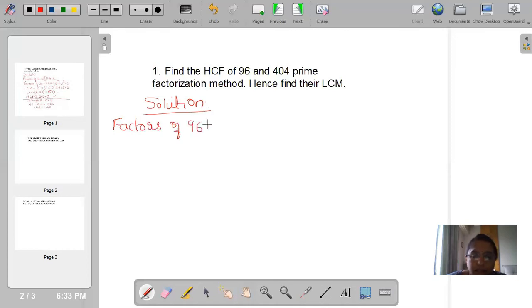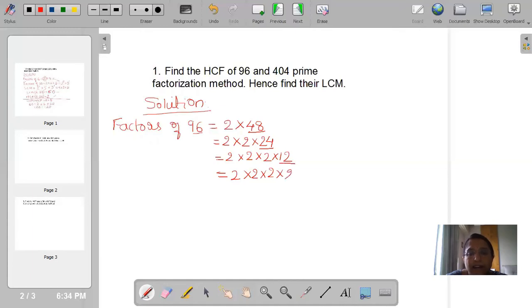Factors of 96 is equal to 2 into 48. Start with the smallest number. 2 into, again take its factors. 2 into 2 into 24, simple division I'm taking. 2 into 2 into, again I'll take 2 here. 2 twelves are 24. This one 2 into 2 into 2 into 12. Again, this one I can write as 2 into 6. One more step we'll take. 2 into 2 into 2 into 2 into, again factors of this, 2 into 3. So factors of 96, 2 raised to 5 into 3.